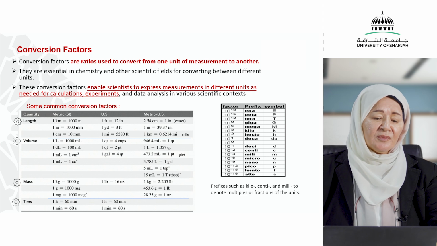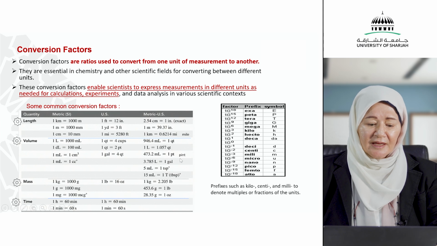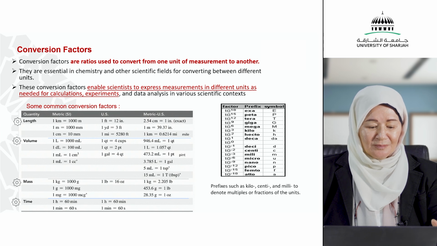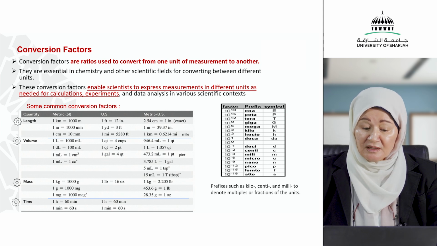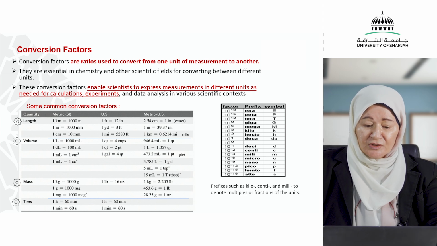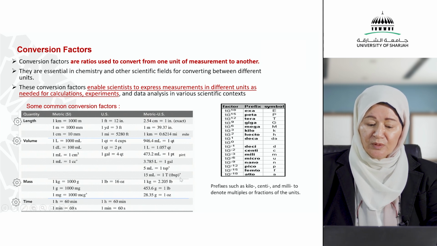Here I have some common conversion factors for you. What about length? Length in the metric and SI system is used as 1 kilometer equals 1,000 meters, 1 meter equals 1,000 millimeters, 1 centimeter equals 10 millimeters. Whereas in the US system, they use the feet, the yard, the inch, the mile. If you want to convert from metric to US, you have the conversion here: 2.54 centimeters equals 1 inch. 1 meter equals 39.37 inches.